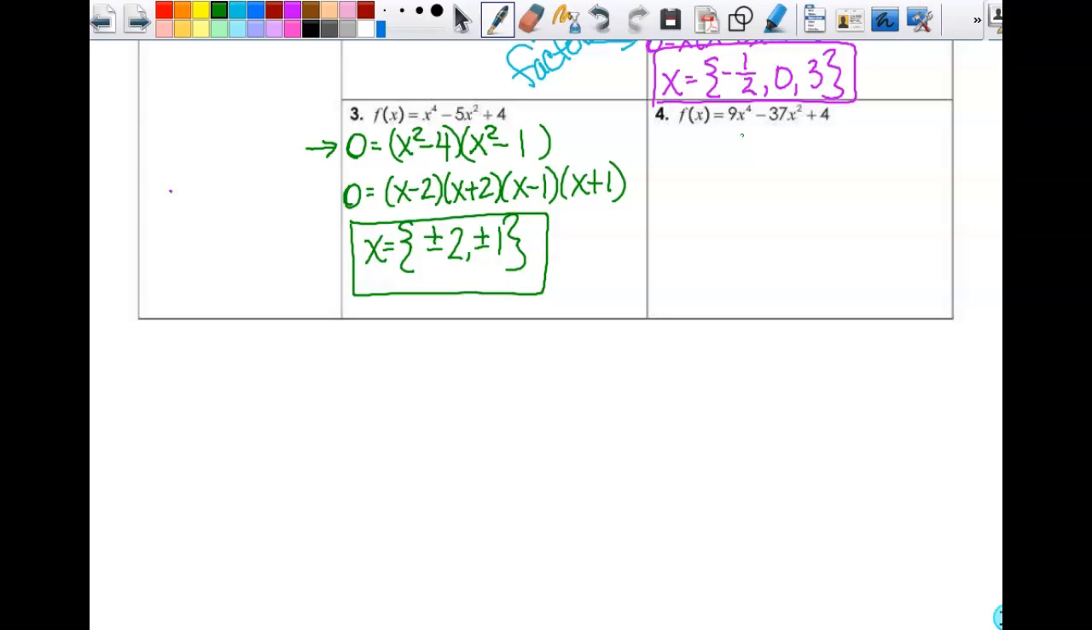What are you doing? Are you making up math? Okay, 9 times 4 is 36. That's right. But then you need to find 2 numbers that are going to multiply to give you a positive 36 and combine to give you a negative 37 and split your middle term like we did up here.